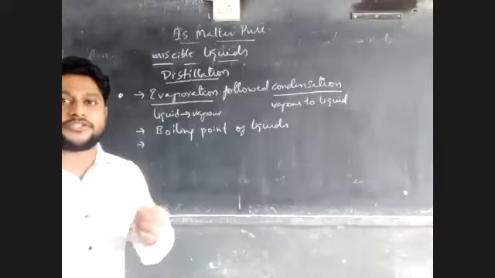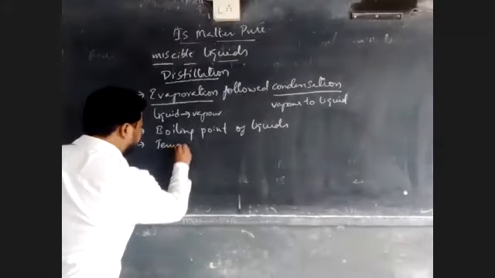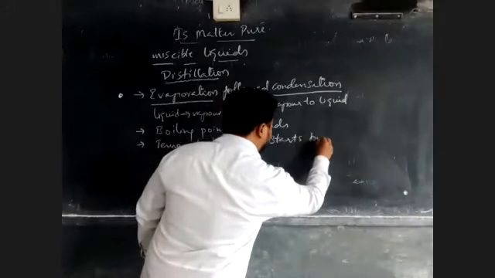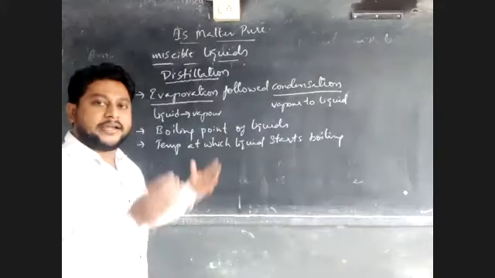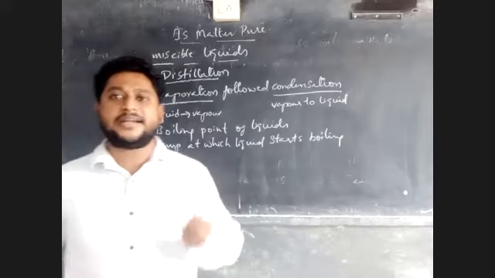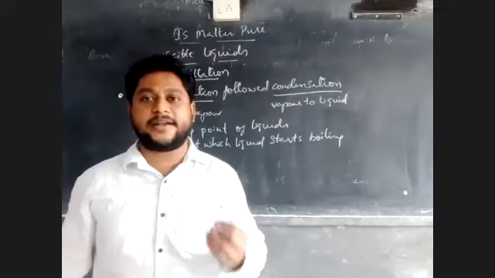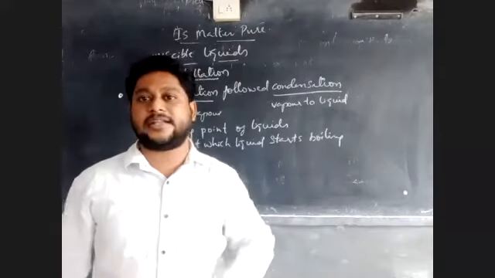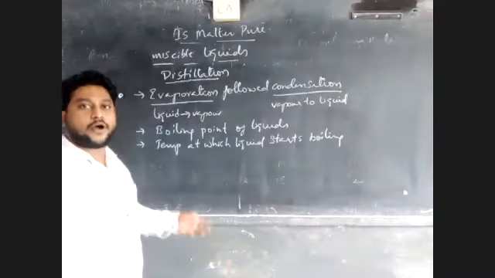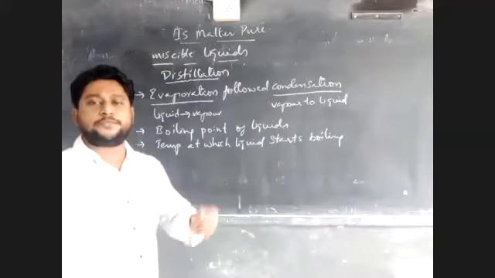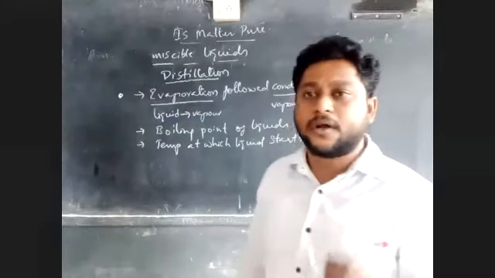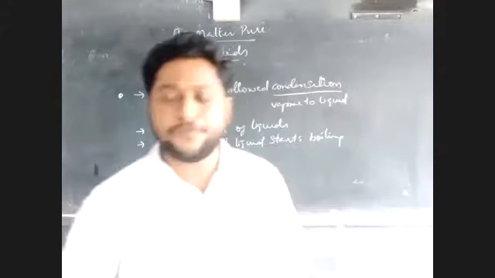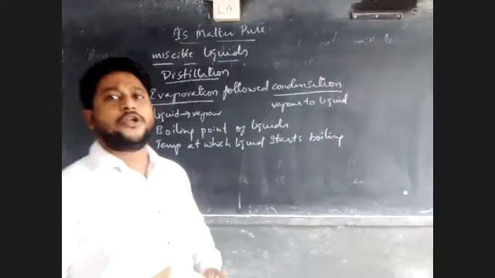What is boiling point? The temperature at which the liquid starts boiling. What is happening in boiling? It converts from liquid to vapor. Water boils at 100 degrees Celsius. That means when you are heating water, it converts to vapors at 100 degrees Celsius. That is the boiling point of water. The temperature at which the liquid starts converting to vapor is called the boiling point. Example, the boiling point of water is 100 degrees Celsius. Now, let us see how the distillation process is carried out to separate miscible liquids.